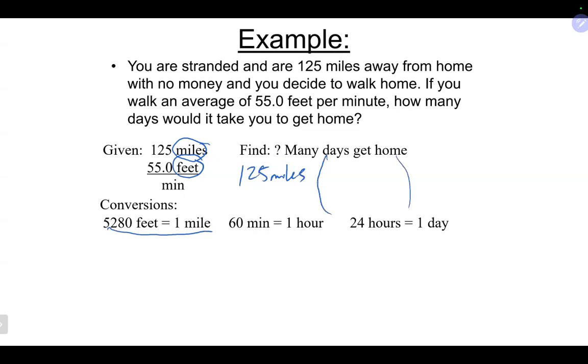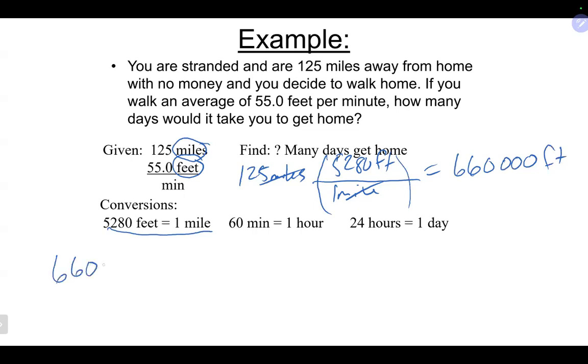So opposites. My miles are going to go on the bottom, and that'll be 1 mile and 5,280 feet in this case. Miles will cancel. That's going to give us something like 660,000 feet. Seems like a long way to go. So that is what we're going to use here, 660,000 feet.